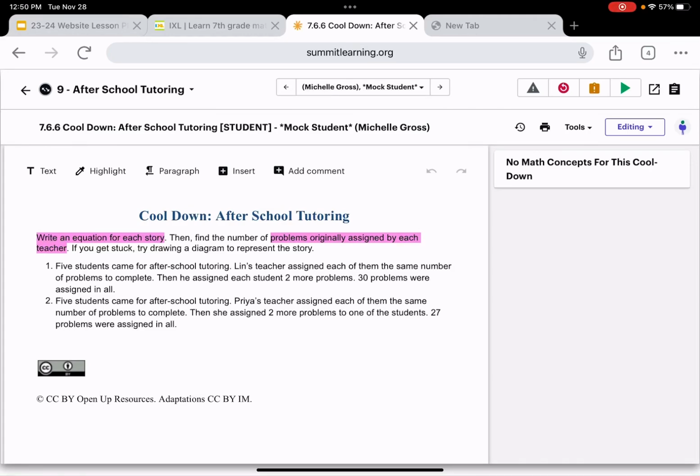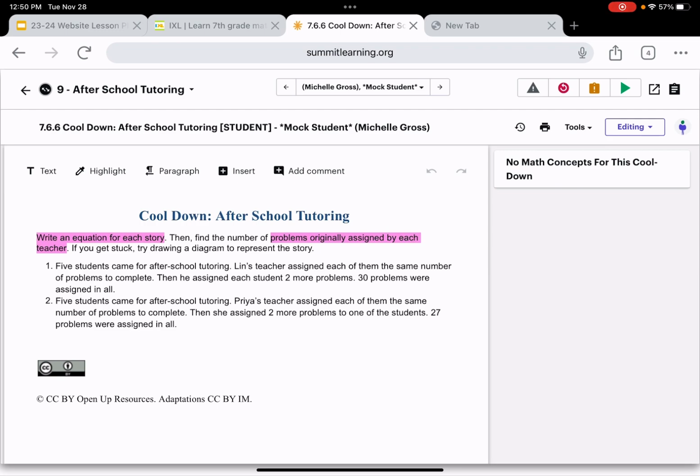Want to go over this checkpoint after school tutoring. So on this one it says write an equation for each story, then find the number of problems originally assigned by each teacher. If you get stuck, try drawing a diagram to represent the story. So there's two different stories here. So let's look at the first one.